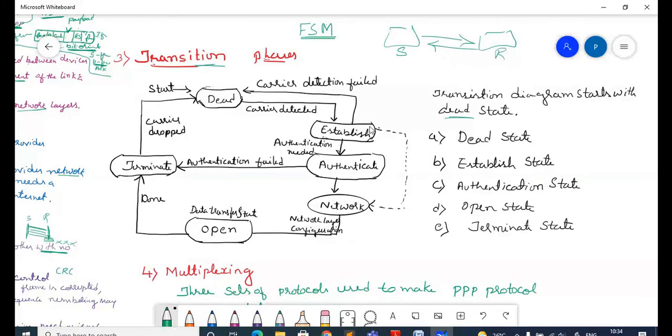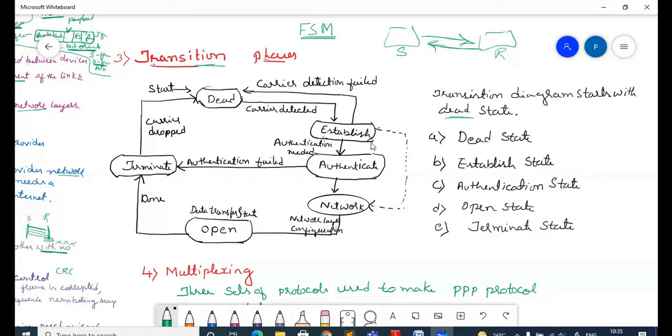So what is the negotiation? The sender and receiver will tell whether we need the authentication process. Maybe the receiver may say yes. In that case, there will be an authentication state. In case these two parties are not interested in authentication, that is the checking of the authorization of the person or the devices, then it will directly go to the network state. Are you getting? In establishment state, it will just go for the negotiation.